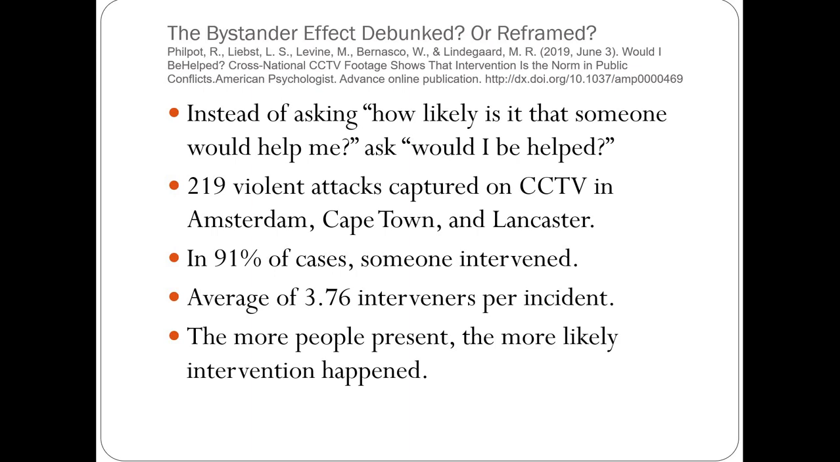Basically, what I want to say about the bystander effect is that we social scientists took this for granted for a long time. But between this new research and the documentary you'll see, The Witness, we've got to rethink it.